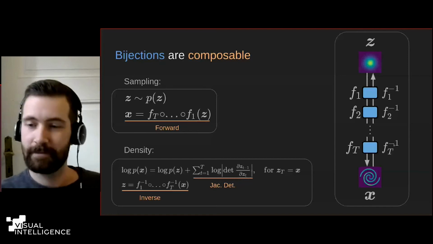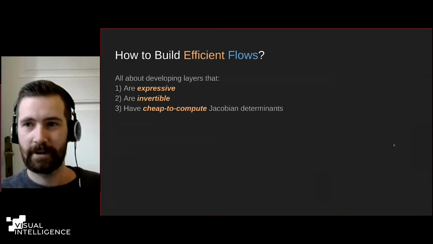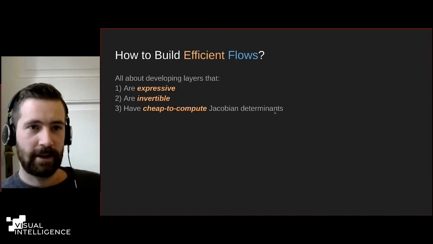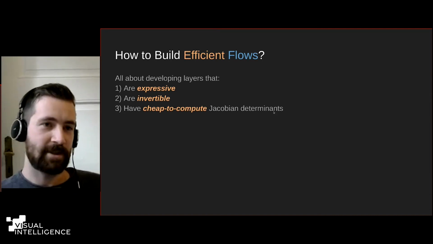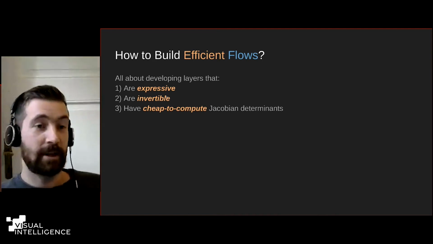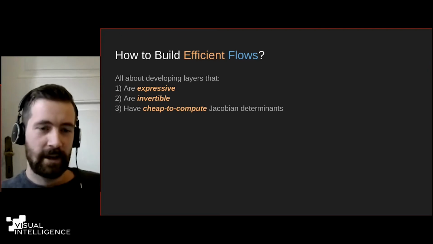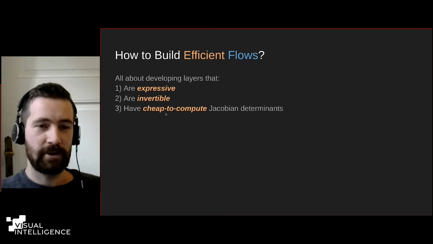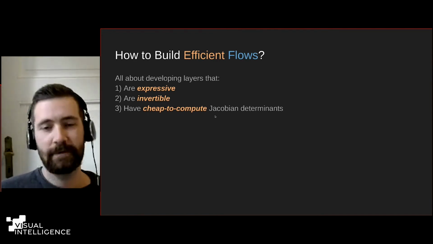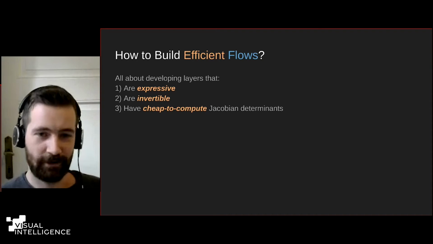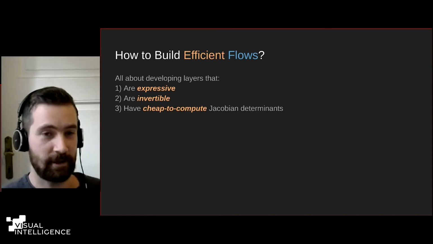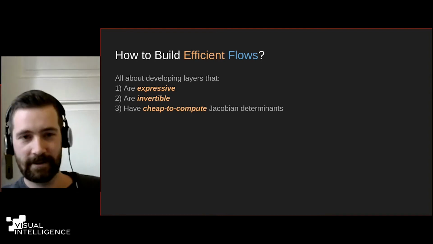So essentially the name of the game for flows is how do we construct efficient layers like this that help us construct very flexible flows. So we want to construct layers that are, number one, expressive, so they can perform some non-trivial transformation. Number two, they have to be invertible. This is a requirement. And number three, we want them to have cheap to compute Jacobian determinants, because if we just do things naively, it will have a cubic cost. Computing the determinant is cubic in the size of the matrix, and the size of the matrix is the number of dimensions in the data.